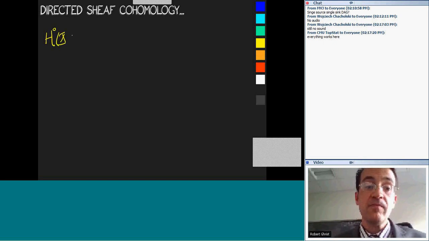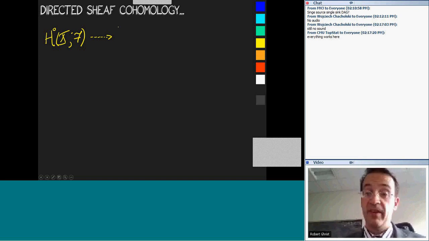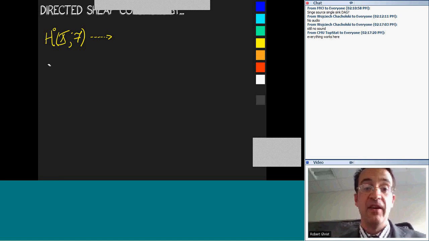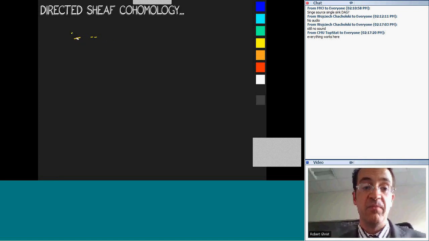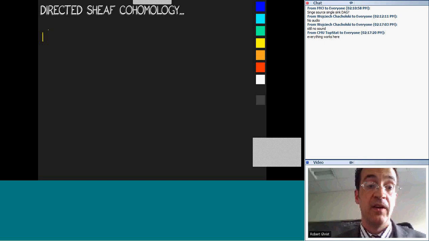H0 of X, taking values in F, is to be defined like so. I hope I have enough room to write everything out here. I'm a little nervous about this. If you don't mind, I'm going to erase this and do it a little bit more compactly, putting in the coefficients directly.